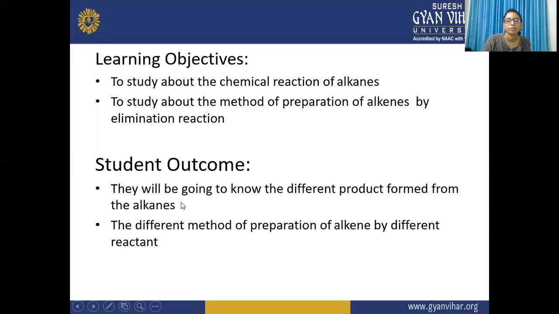So from the alkane we are getting different products on an industrial basis or on a lab basis, and we are going to study the method of preparation of alkene from different reactants, how the different reactants will react with each other to form an alkene, which is an unsaturated hydrocarbon, and how the saturated hydrocarbon, that is your alkane, will react with the reagent and form different products.